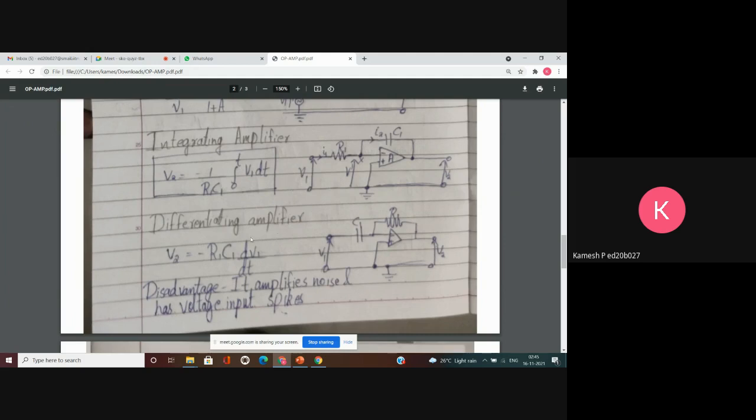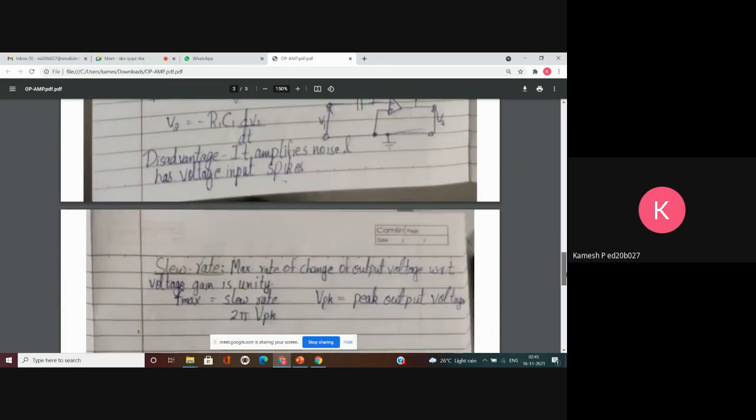And next is the differentiating amplifier. Here V2 is equal to minus R1 C1 dV1 by dt. Here the capacitor is in series and the resistance is in parallel to the op amp. The differentiating amplifier has the disadvantage that it amplifies noise as well as voltage input spikes.